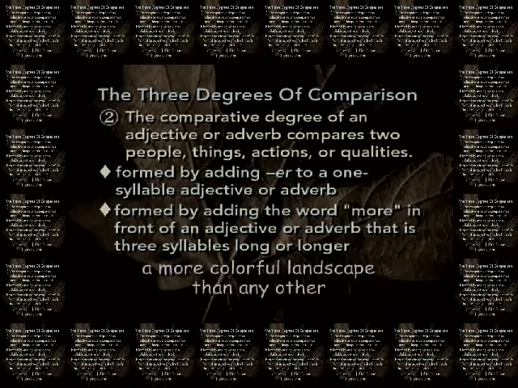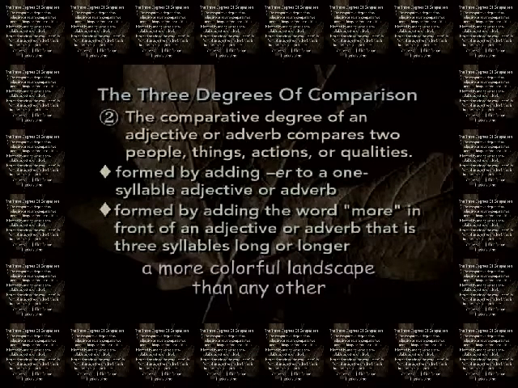Another example, a more colorful landscape than any other. Now, in this phrase, again, we are creating the comparative degree of the adjective. The adjective colorful contains 3 syllables. It's a long adjective, and therefore we follow the second part of our rule. We turn it into the comparative degree by adding the word more in front, and we turn colorful into more colorful, a more colorful landscape than any other.